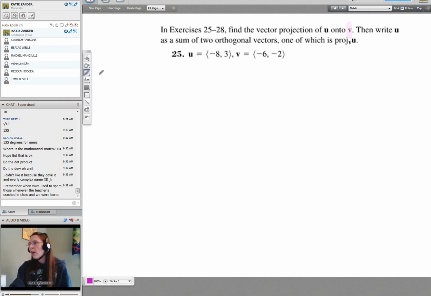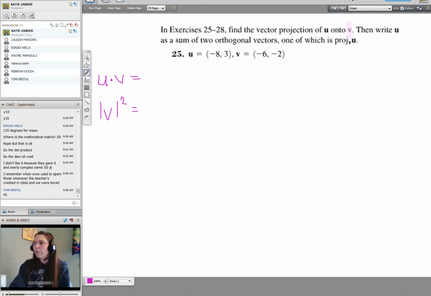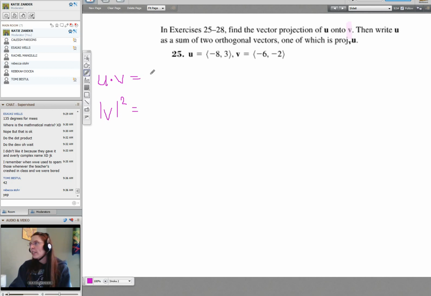Using our formula, we need the dot product of the two vectors to start us off. What are we going to get for the dot product? You get a 42. Negative 8 times negative 6 is 48, and 3 times negative 2 is negative 6, so 48 minus 6 is 42.